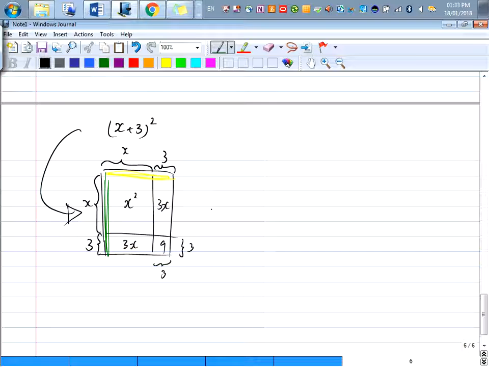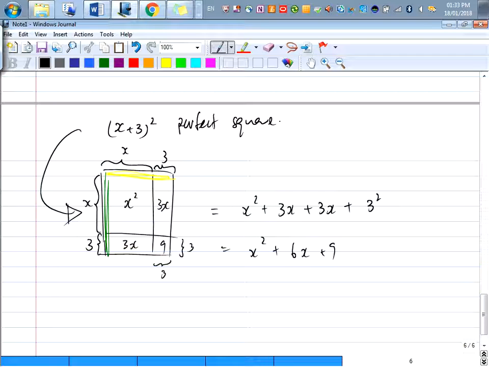Mathematically, if I work it out, this is equals to x squared plus 3x plus 3x plus 3 squared. Correct? I'm just adding up all the areas inside. Follow so far? Okay, so this is x squared plus 6x plus 9. That is our formula that we are very familiar with. Pictorially, it looks like this. Okay? Now, this is an example of a perfect square.